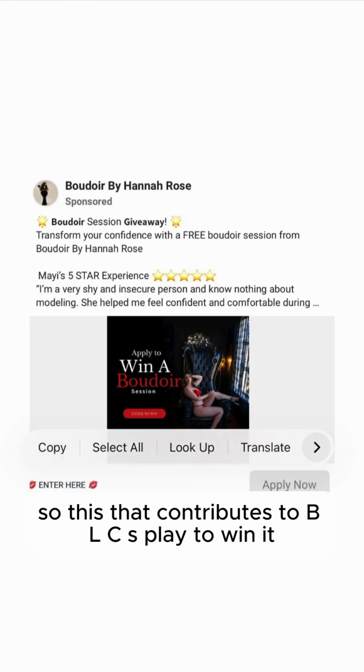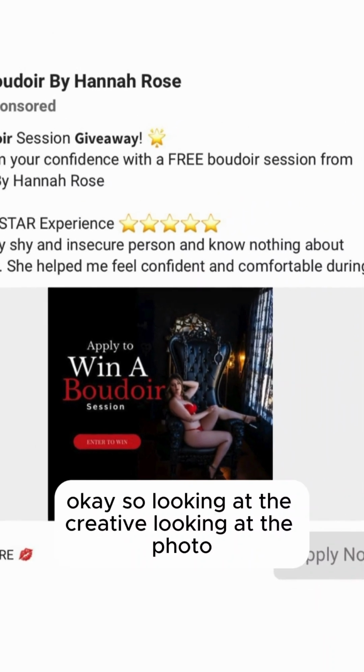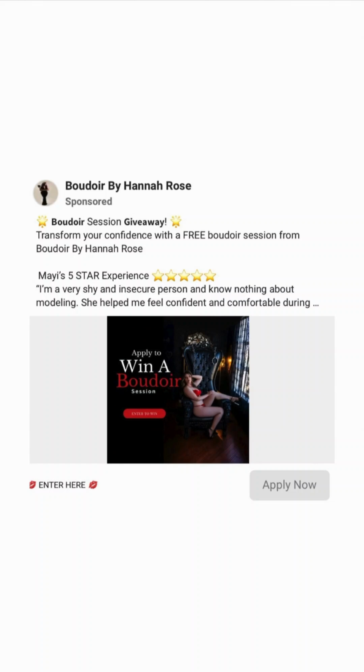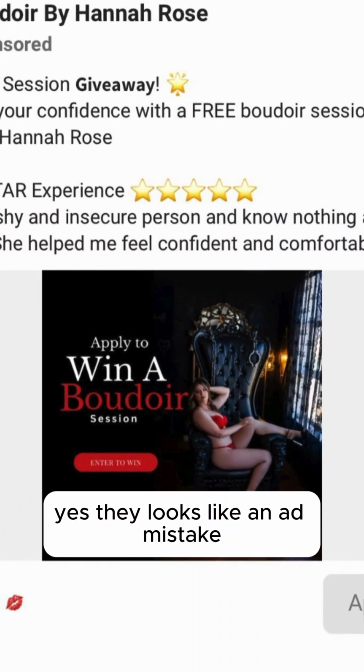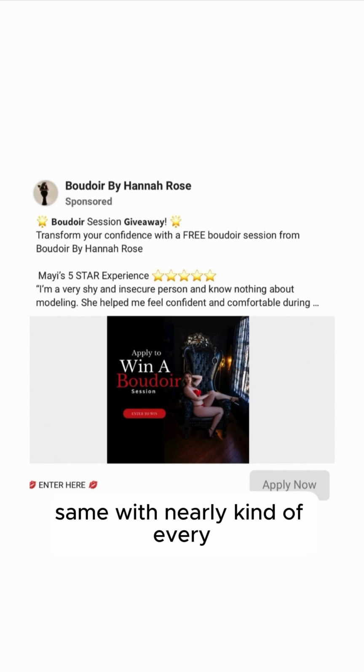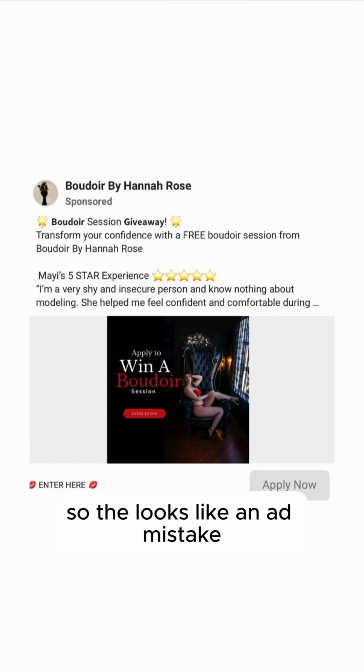So that contributes to BLCS. Okay, so looking at the creative, looking at the photo, it looks like an ad mistake. Same with nearly every boudoir Facebook ad I've seen. So that looks like an ad mistake.